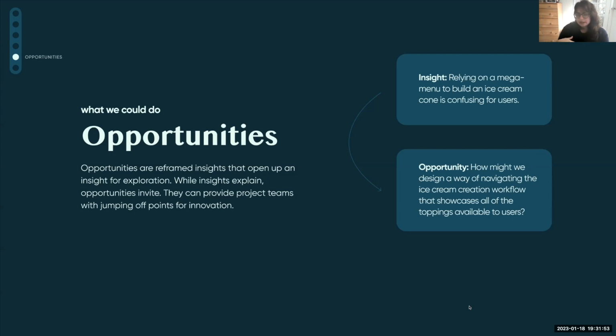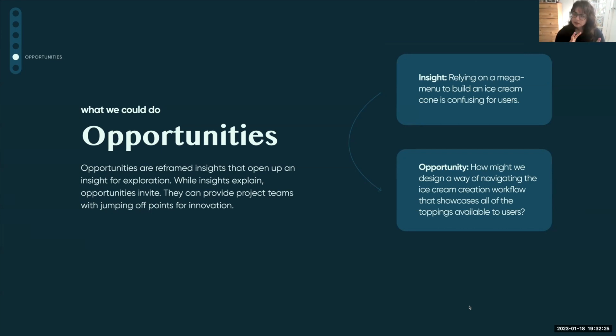So for example, on the right here, we have an insight: relying on a mega menu to build an ice cream cone is confusing for users. I might talk to a designer who would say, all right, what do I do with that? So the opportunity reframe there would be, how might we design a way of navigating the ice cream creation workflow that showcases all of the toppings available to users? And you might have multiple opportunities off of one insight. You might have an insight that doesn't have an opportunity and it's just a nice to know thing.